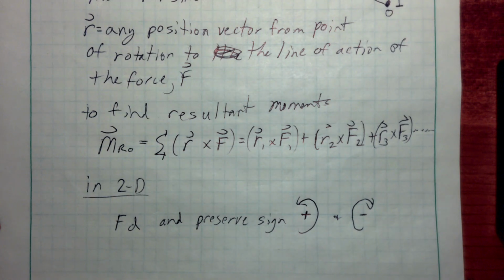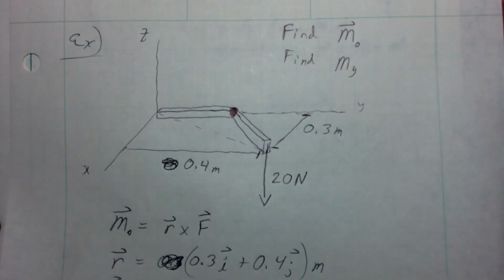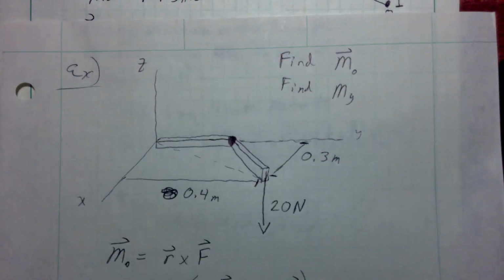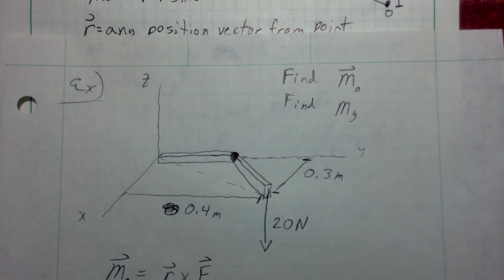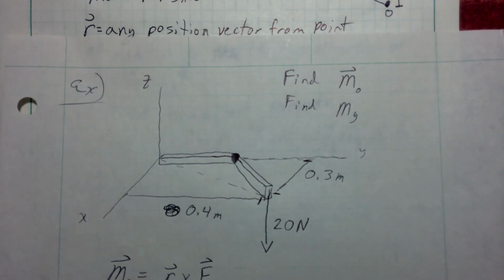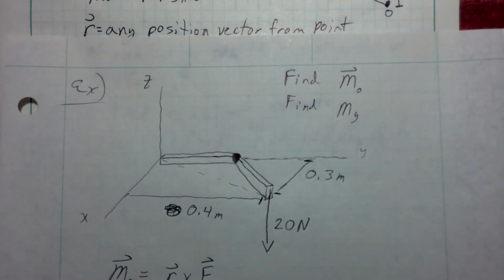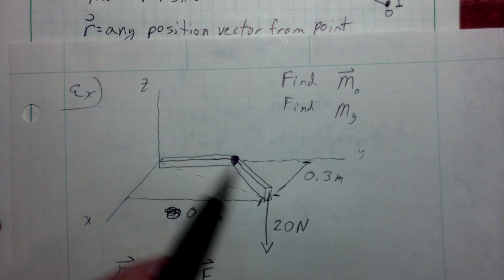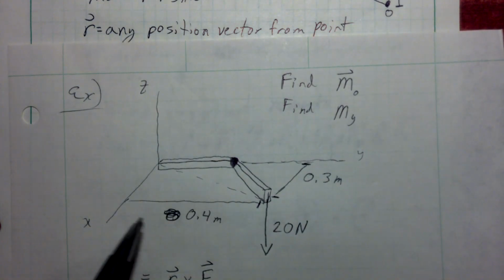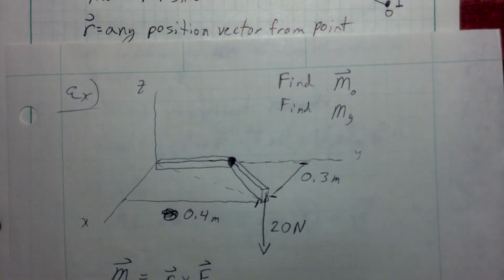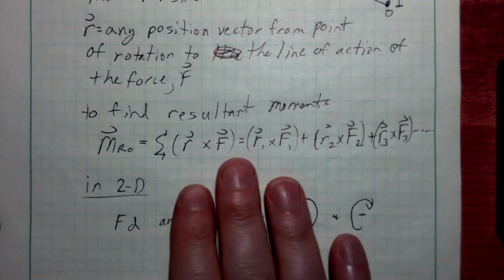I've got a pretty simple example. I've got a couple of examples in 3 dimensions here we can work. This is the first one. I'm going to draw this with you, so you've got it in your notes. We've got some bar in the xy plane, and a force in the z direction applied right to it, and we're going to find a couple of moment quantities there.